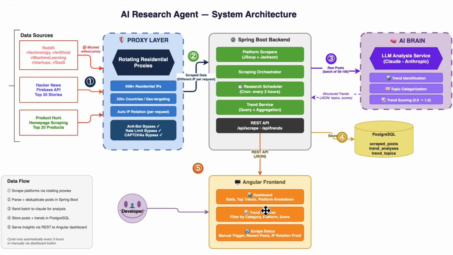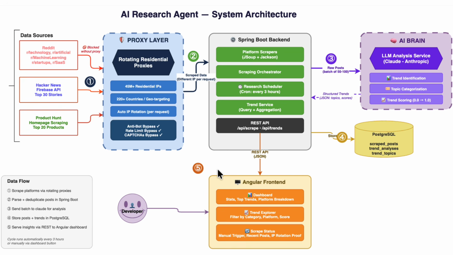In Angular, we will have mainly three or more components. We will have a dashboard with some stats, top trends, platform breakdowns, and so on. We will have a Trend Explorer, to filter by category, by platform, by score. And of course, we will have a scraping status. We will also be able to trigger the scraping manually. So instead of waiting 3 hours or 12 hours, we can trigger it from the front end.